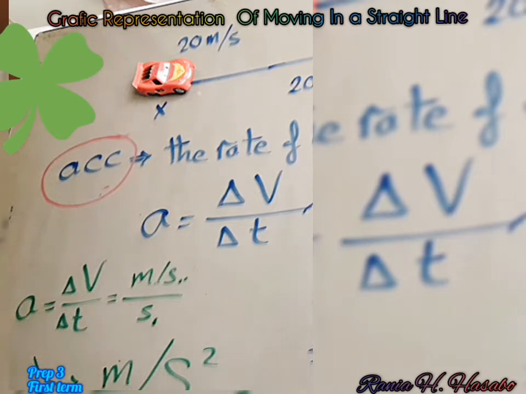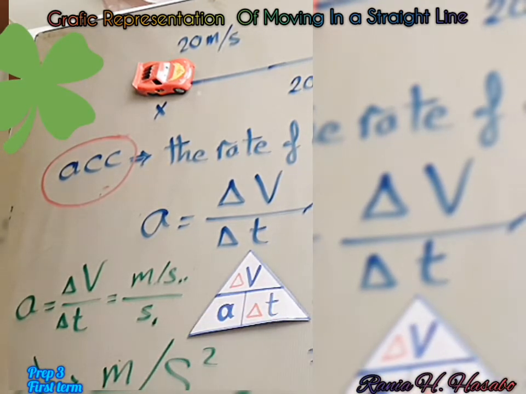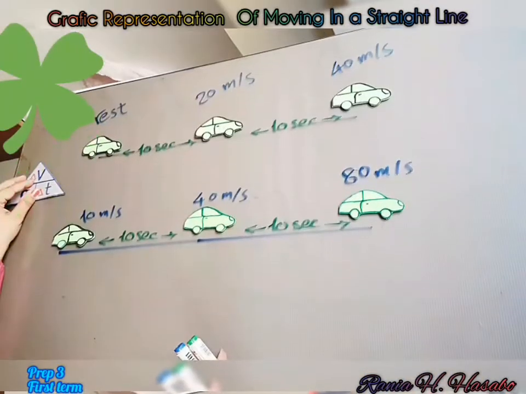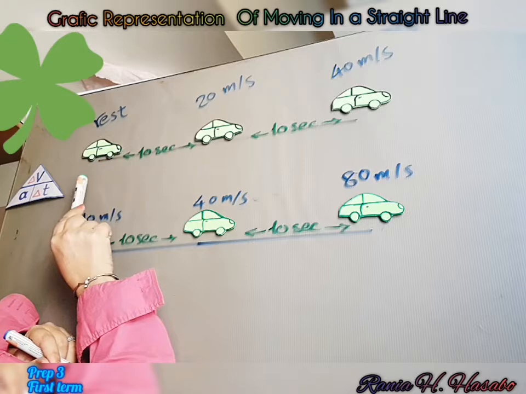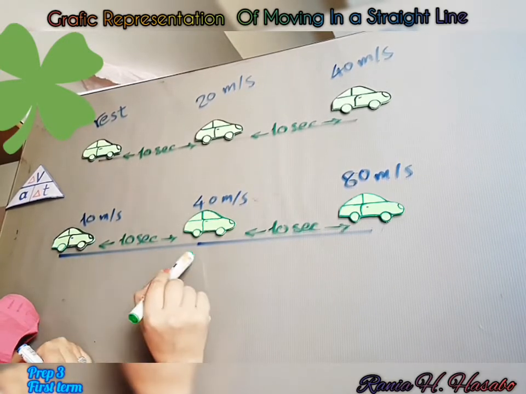And you can make a magic triangle for acceleration which equals delta V over delta T. We will work by only one unit, meter per second square, not kilometer per hour square. Meter per second square only. We have two examples. The first one, the speed of car changes from 0 into 20, then into 40. While here from 10 into 40 into 80.